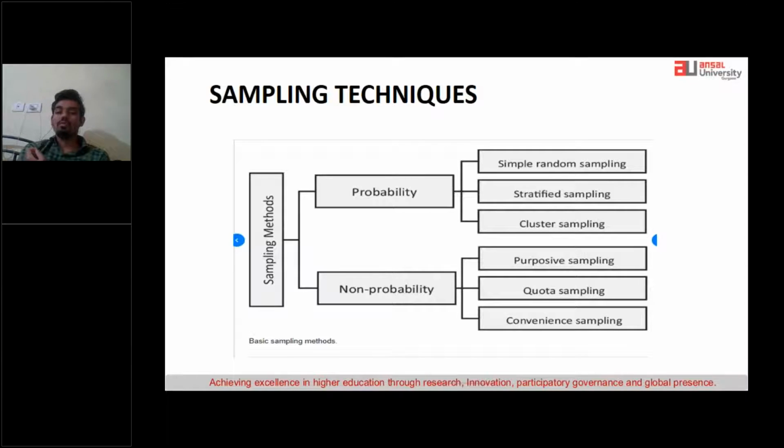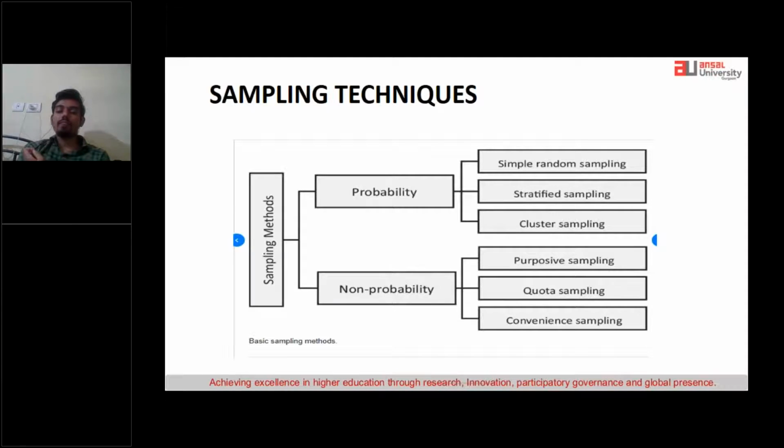So there are two types of sampling. I'll just briefly introduce you to sampling techniques. There are two types of sampling techniques. One is known as probability sampling. Another one is known as non-probability sampling. Generally the gold standard is probability sampling. Under probability sampling come simple random sampling, stratified sampling, and cluster sampling.